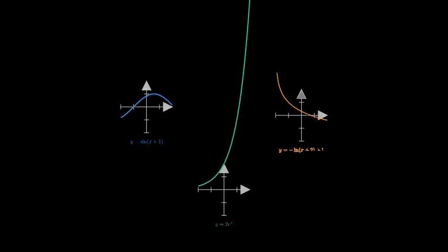Understanding graph transformations allows you to sketch complex functions by breaking them down into simple transformations applied to basic parent functions. For example, if you know what y equals x squared looks like, you can easily sketch y equals 2 times (x minus 3) squared plus 1 by applying the transformations we've learned.